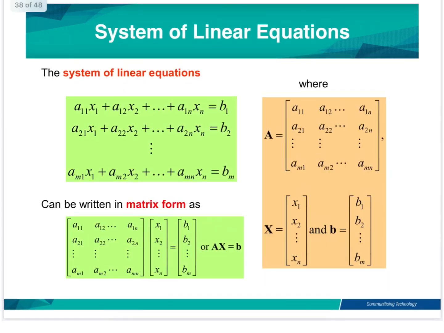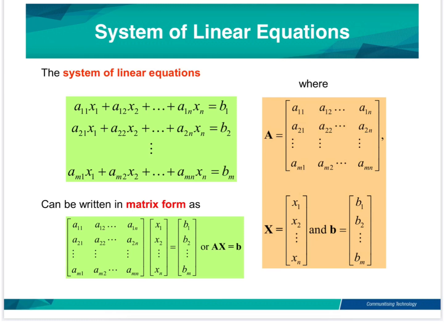So what is a system of linear equations? A system of linear equations is written as a11x1 plus a12x2 plus until a1n xn equals b1. And then you have another equation, a21x1 plus a22x2 plus until a2n xn equals b2. And then you have more equations up until bm.